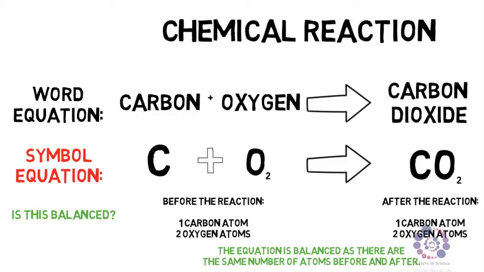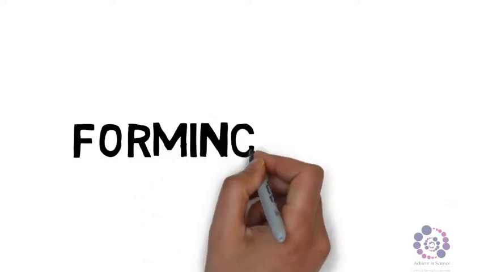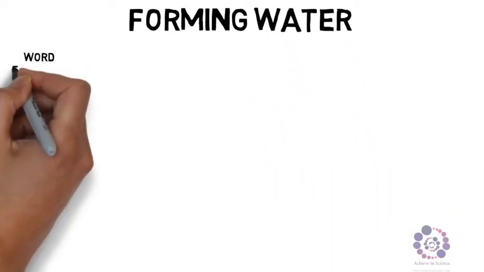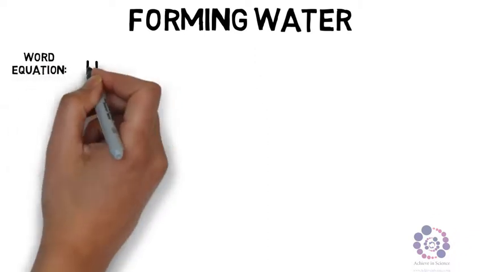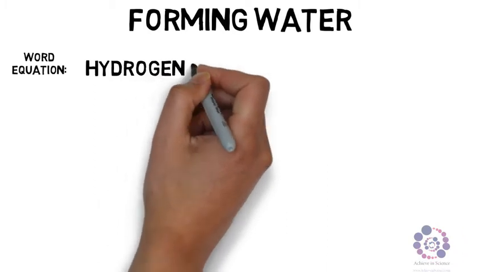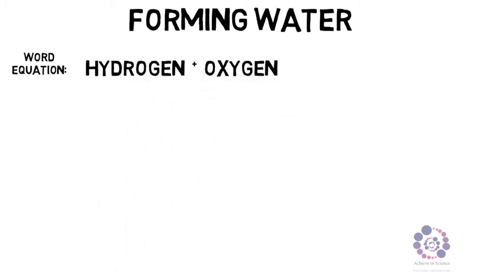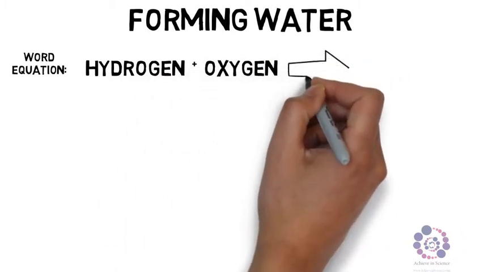Let's now look at another example then. Let's look at the reaction of forming water. First of all, let's begin like we did with a word equation. Water is H2O, made up of hydrogen and oxygen, and therefore a word equation would be hydrogen reacting with oxygen to produce water.